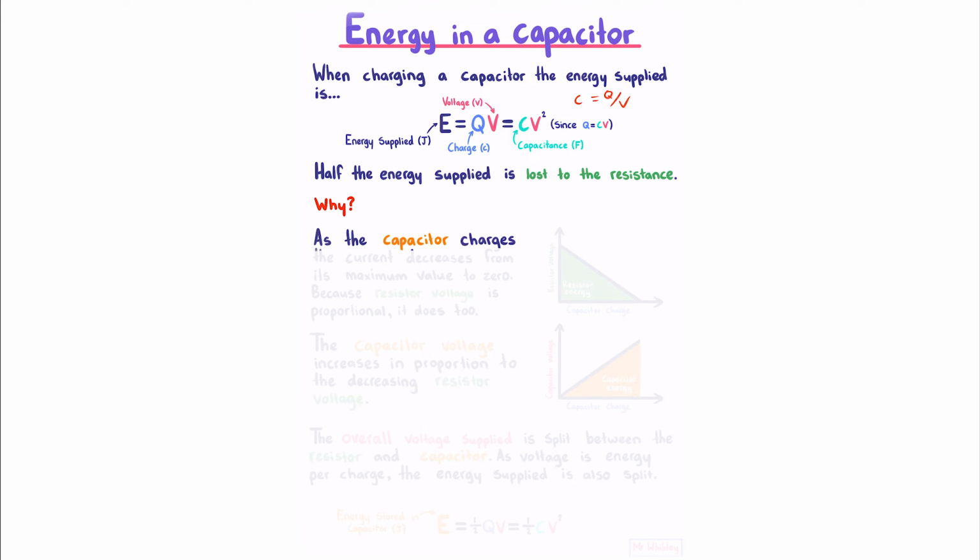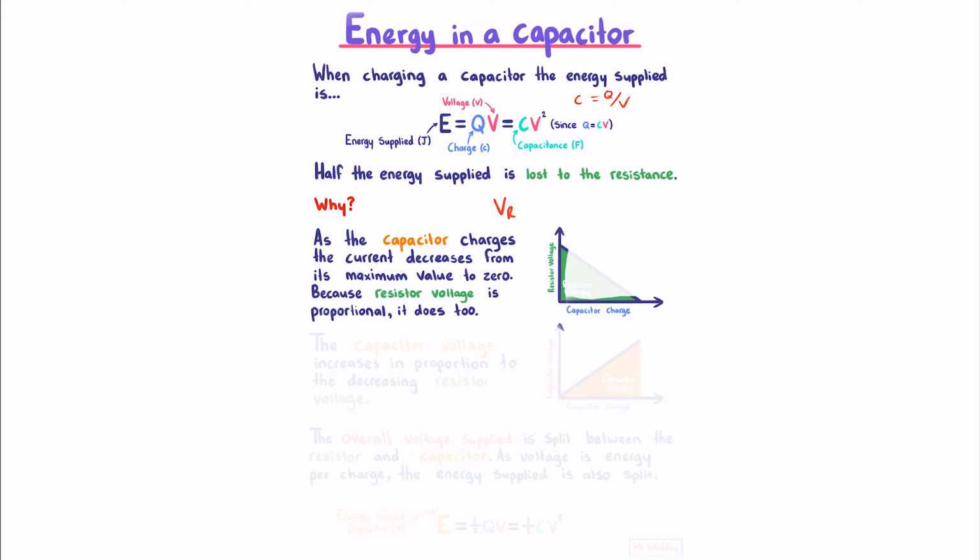As the capacitor charges, the current decreases from its maximum value to 0. Because resistor voltage is proportional, it does too. So if we graph our resistor voltage against our capacitor charge, recall that the resistor voltage is equal to current times the resistance. Our resistance stays the same, and as our capacitor charges, the current decreases. Because the resistor voltage is proportional, it must decrease as well. And furthermore, the area underneath this graph is equal to the energy lost by the resistance. The capacitor voltage increases in proportion to the decreasing resistor voltage.